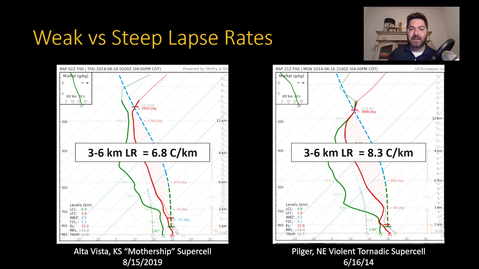And so you can see here that there's a pretty big difference in the lapse rate and a pretty big difference in the result. So obviously, the steeper the lapse rate, the more likely it is that you're going to get strong and even violent tornadoes. And you can see those layers here highlighted in the oval.